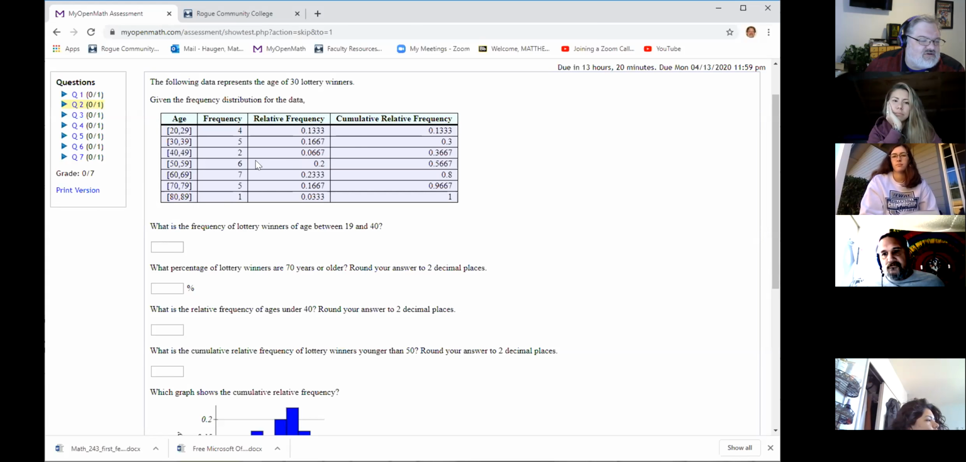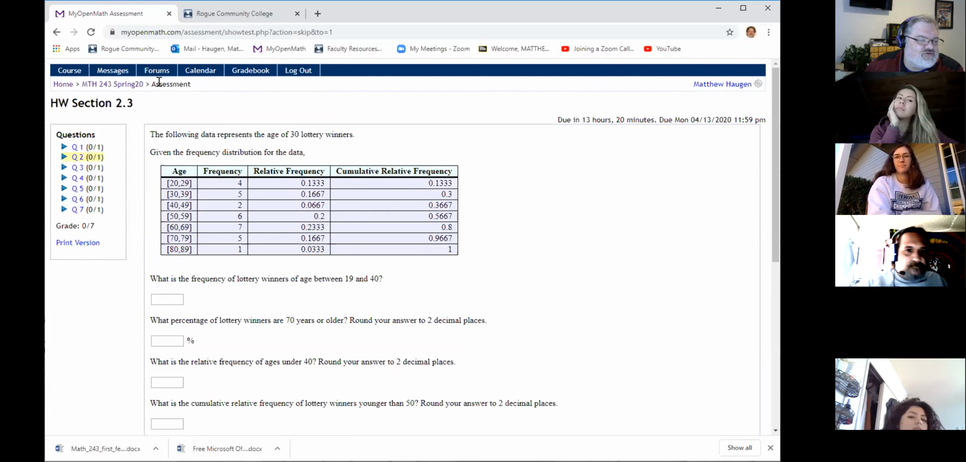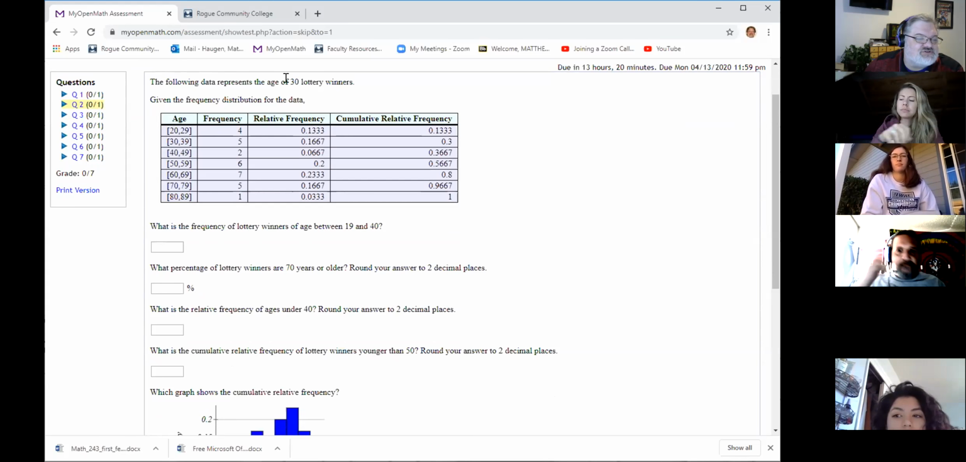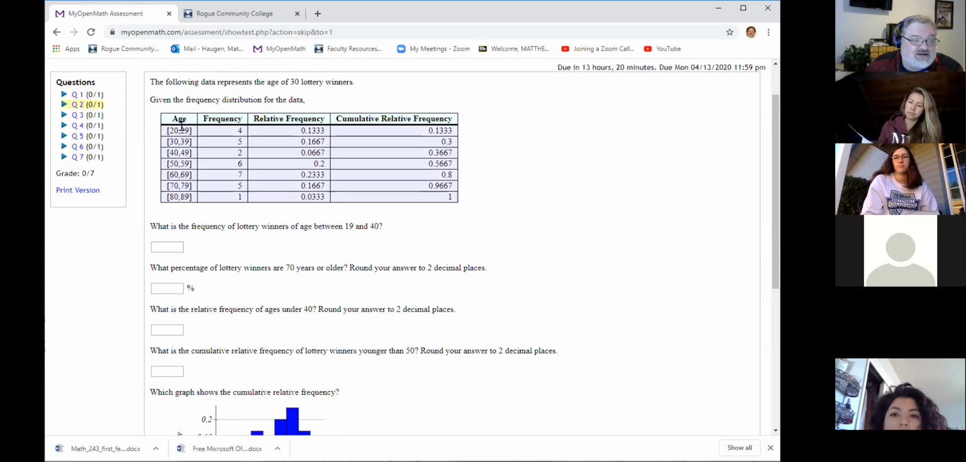So when we look at your question, presumably your numbers were probably different. But what is the frequency of lottery winners? So this is supposed to be the ages of 30 lottery winners. And we're given a pretty complete frequency table here. We've got some age ranges, the frequency, those are turned into relative frequency, and even cumulative frequency. So for example, notice the cumulative frequencies, they get larger as you go along.